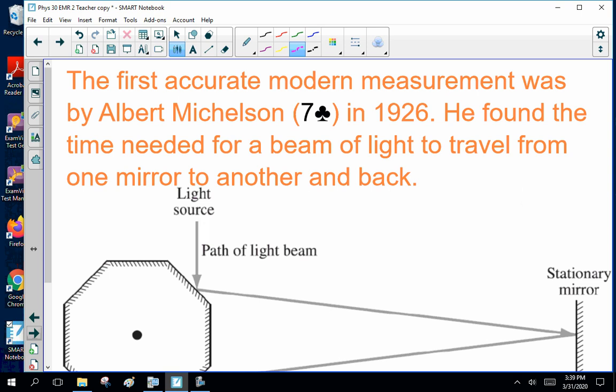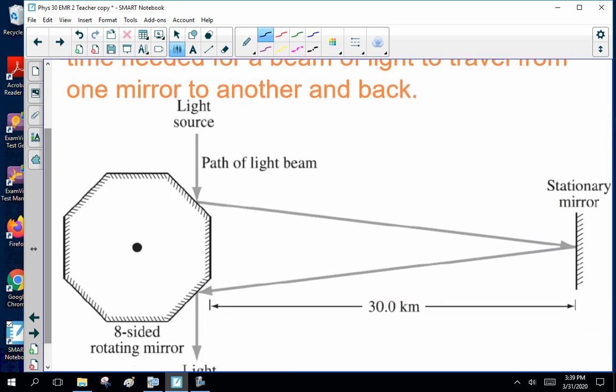Now, the first accurate modern measurement was by Albert Michelson, 7 of clubs. I haven't found a good video on him yet because he did a far more famous experiment on ether, and I'll talk about that later. Anyway, in 1926, he found the time needed for a beam of light to travel from one mirror to another and back. Now, it's important. So you have the light source.